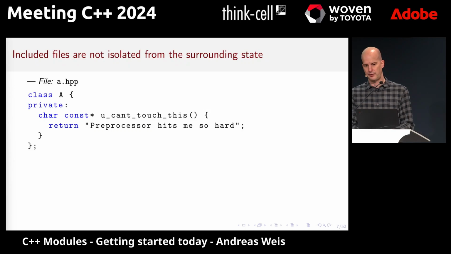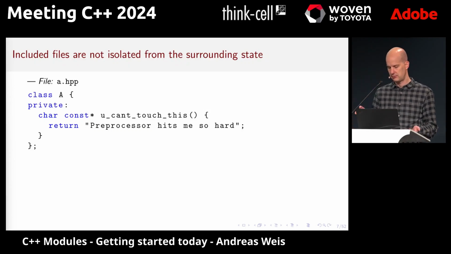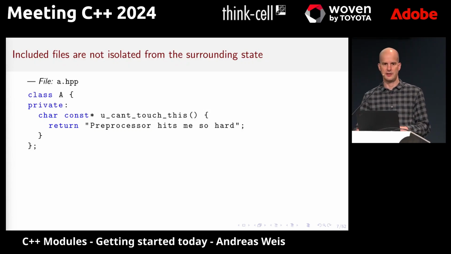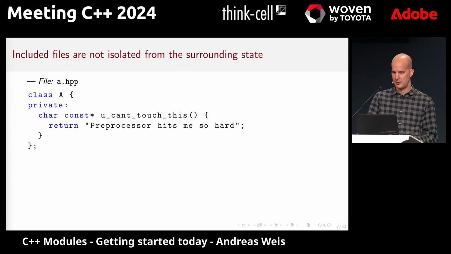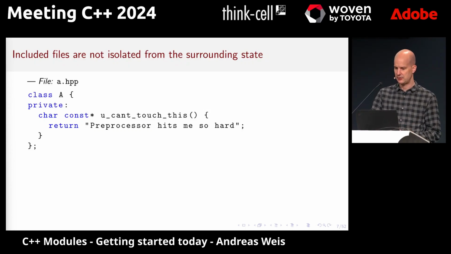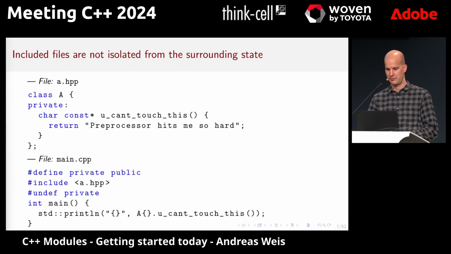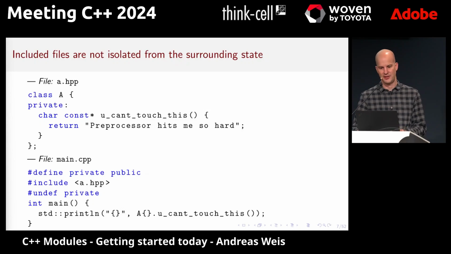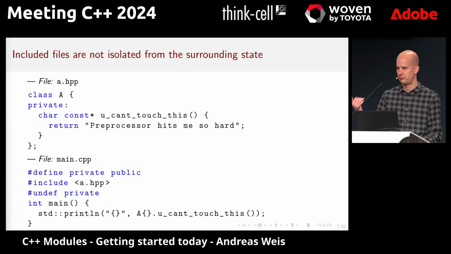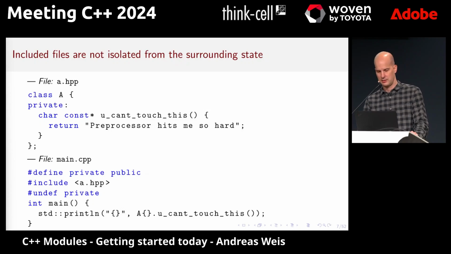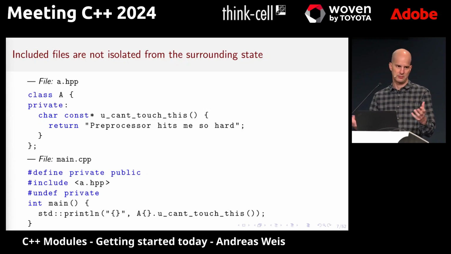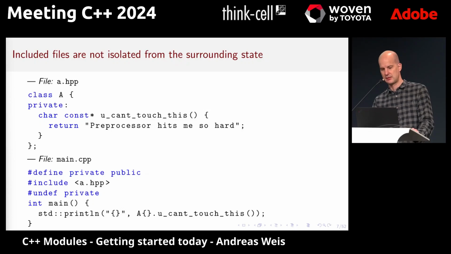Another problem with include files is that they're not really isolated from the surrounding state in the translation unit in which you pull them in. One classical example is that you may have a class like this with a private function, and of course you all know how you can get to the private function. You can just define private to public, and then hooray, it's no longer private anymore. And people like to do this, for example, in testing scenarios where they want to do white box testing without weakening the encapsulation properties of the class.